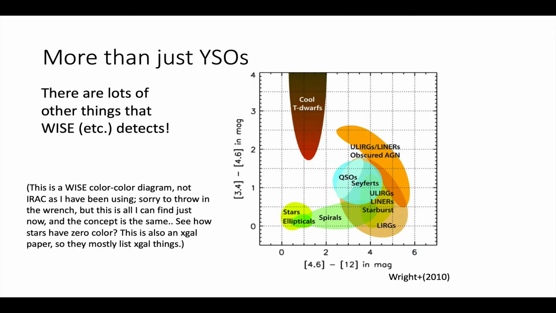This is a WISE color diagram: 3.4 minus 4.6 on the y-axis and 4.6 minus 12 on the x-axis. This was from a paper studying extragalactic things, so they were mostly interested in the galaxies. They've got stars and elliptical galaxies, which are galaxies with old stars, that have zero color.